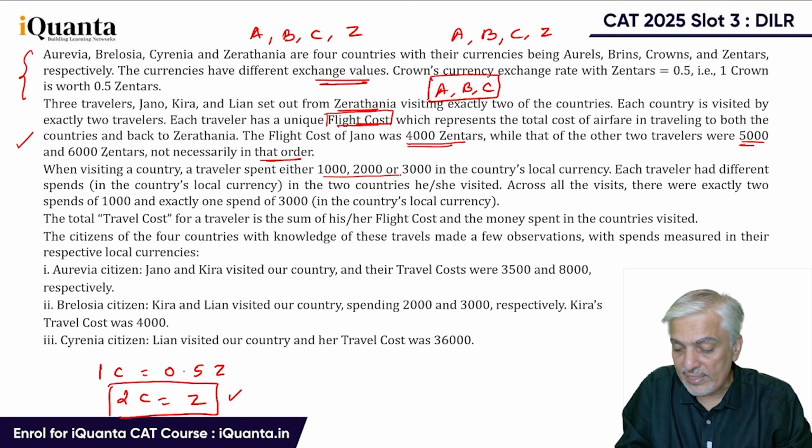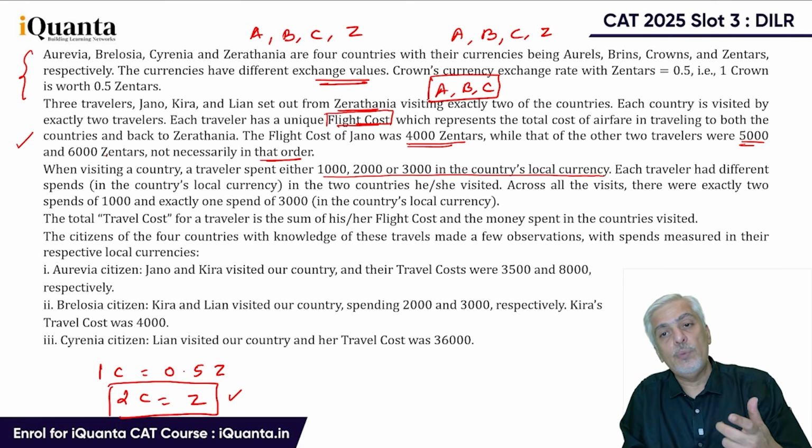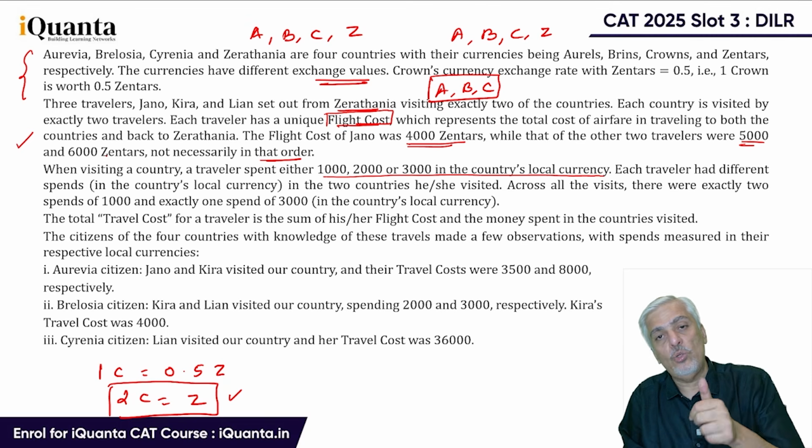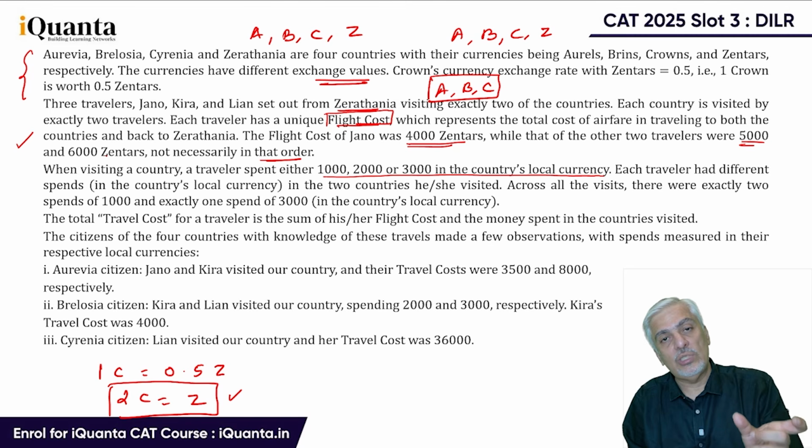So basically now, first of all, I know that I'm going to 2 places. Suppose I am J, I'm going to 2 places, A and B. There I will spend 1,000, 2,000 or 3,000 in terms of A's currency, and if I go to B, I'll spend 1,000, 2,000, 3,000 in B's currency, one of the numbers. Each traveler had different spends in the country's local currency. That means if I spend 1,000 in one place, I will not spend 1,000 again. I'll spend 2 or 3. So 1-2, 1-3, 2-3 will be the different possible groupings.